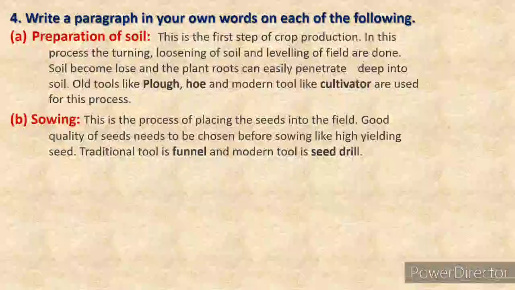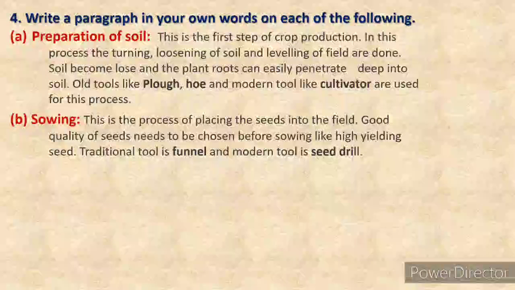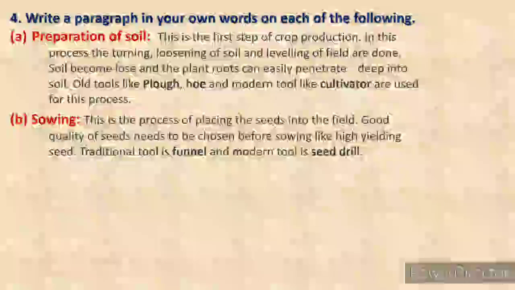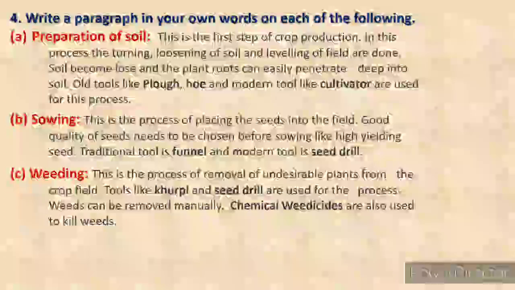Next is sowing. Sowing is one of the most important parts. In this part, the right amount and the best seeds are chosen by the farmers, and this is done by funnel-like tools in a traditional way, and nowadays a seed drill serves the purpose.